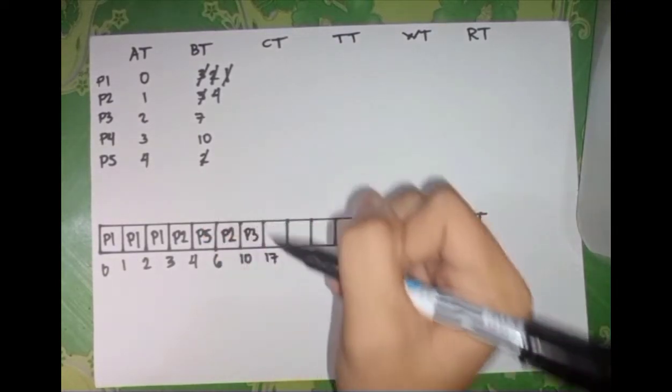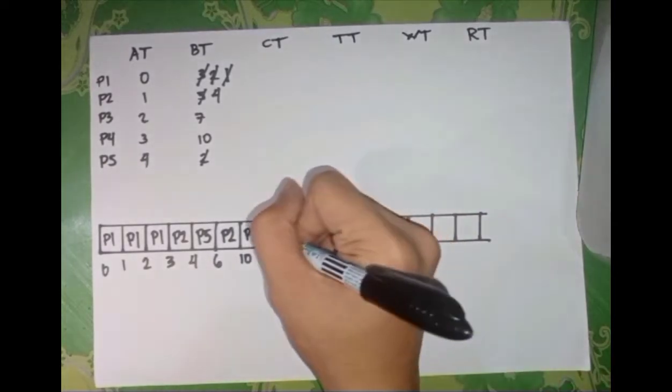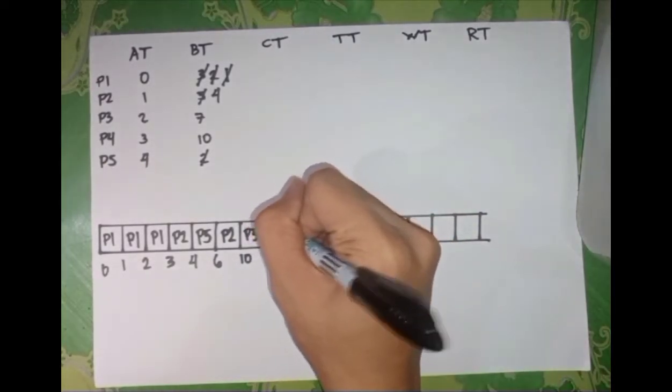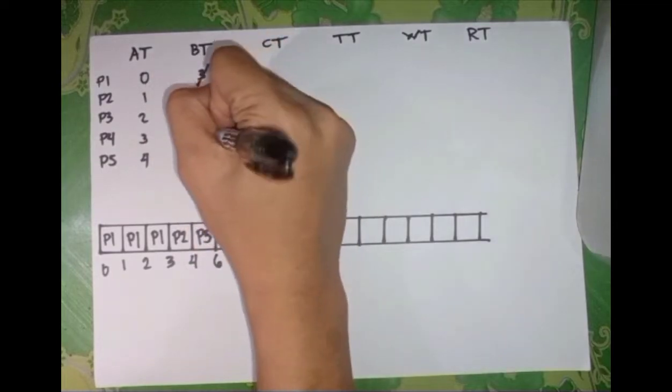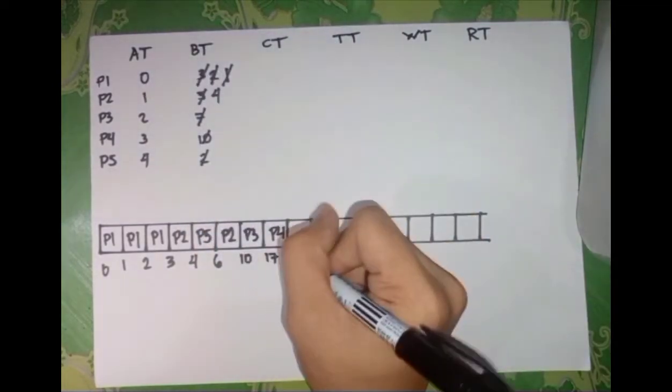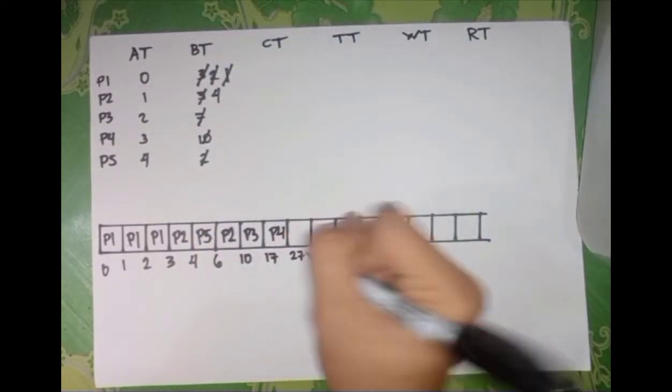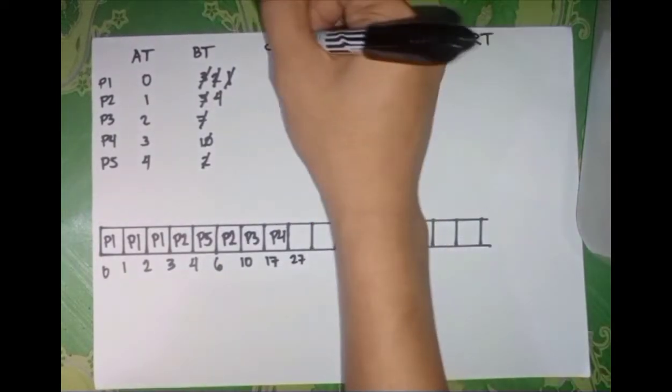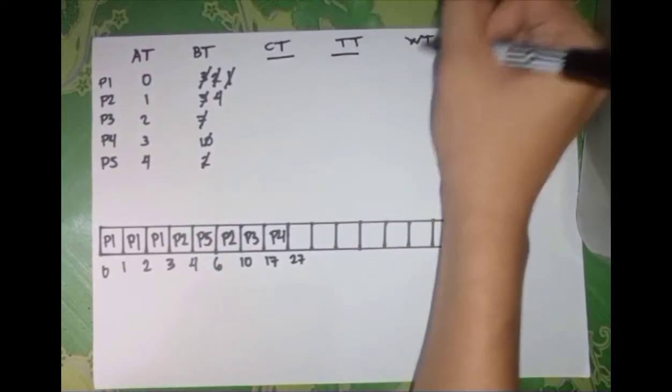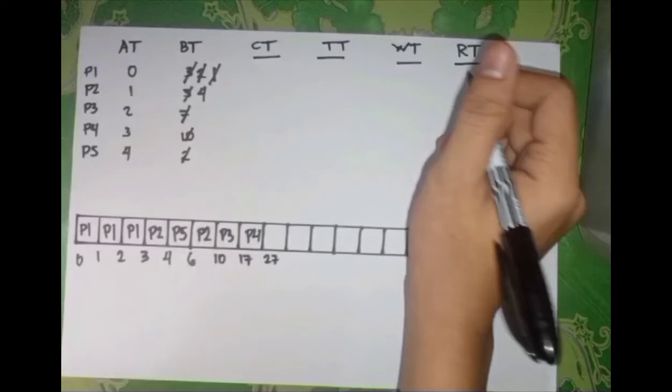And P3 is scheduled. And the last process, P4, is scheduled and is taken out from the system. At this point, we can calculate completion time.